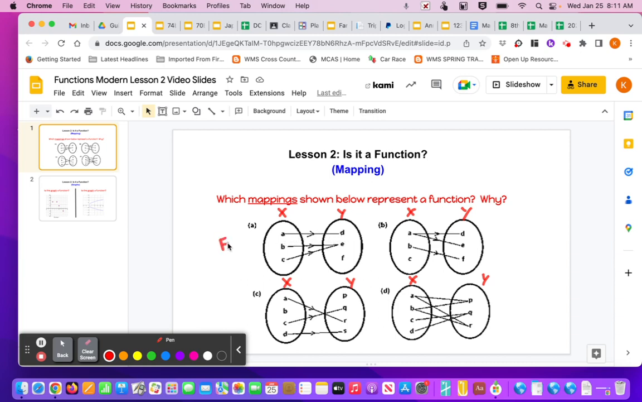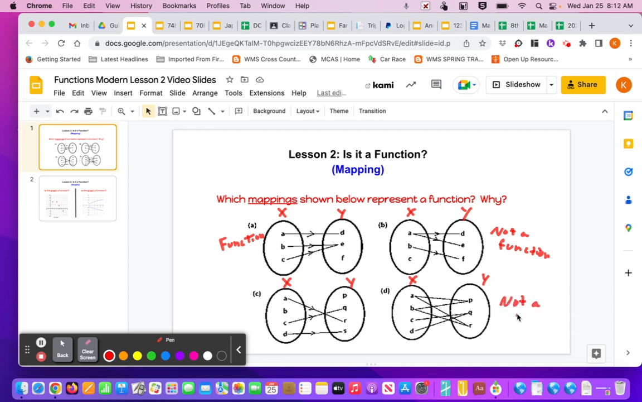So A would be a function. All right, there you go. Let's look at B for a minute. Does the input of A right here only go to one output? No, it does not. So this is not a function. You know immediately that that is not a function. All right, let's look at the last one. Pretty clear on letter D right here. The input of A goes to multiple outputs, not a function.